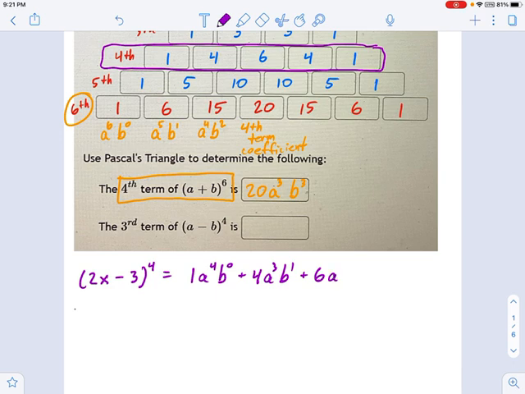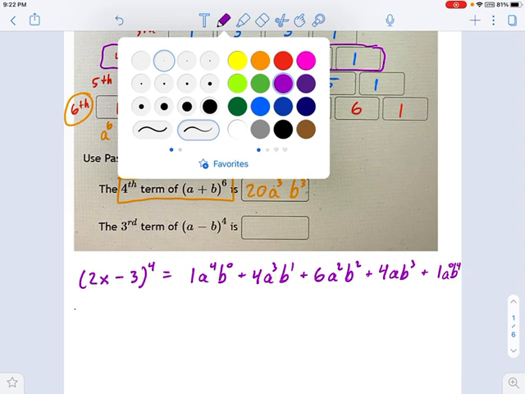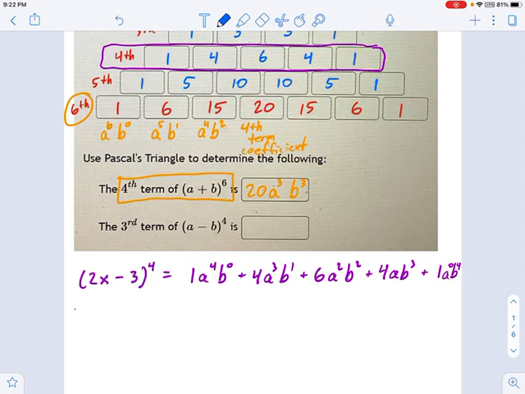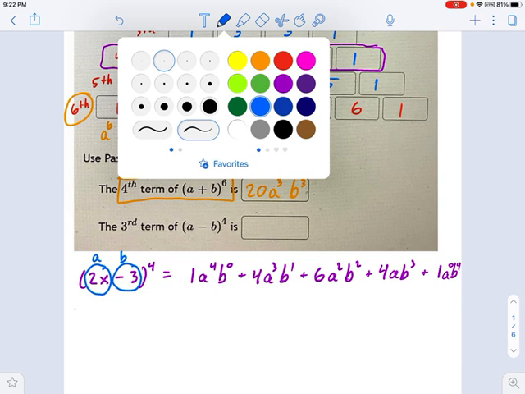6 times a^2 b^2, plus 4 comes next, and this is ab^3, plus 1 times a^0 b^4. Squeeze that one in there. Okay. Now what you have to do is just recognize that we're not really dealing with a and b. What we're really dealing with, this is a, and this number right here is b. So now we just substitute those in.